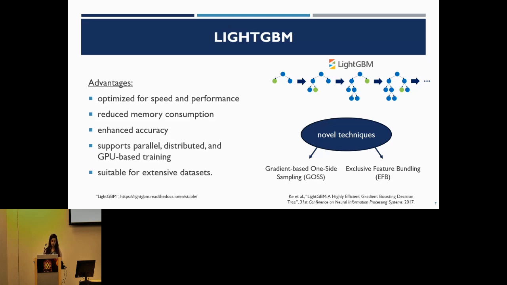Gradient-based one-side sampling enhances efficiency by prioritizing data instances with larger gradients, as these are more informative. And in this way, it reduces the number of instances required for training while not affecting accuracy. Exclusive feature bundling improves computational efficiency by reducing the number of features. So this is done through the bundling of mutually exclusive features, which reduces the dimensionality of the data and the complexity of our model. Both of these methods decrease memory usage and enhance efficiency.